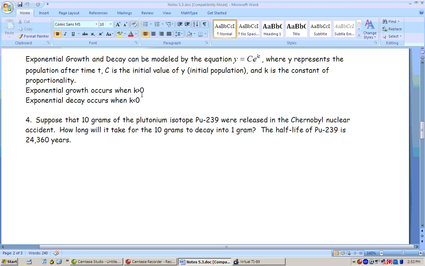If your constant of proportionality is greater than 0, then exponential growth will occur, and if your constant is less than 0, then exponential decay will occur, so your population will be decreasing.